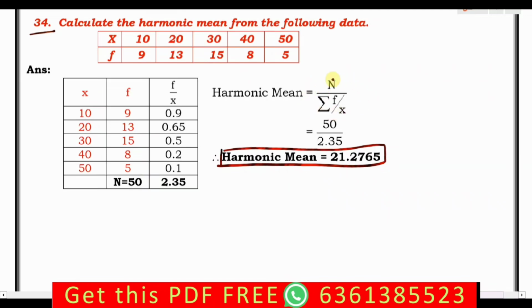Here the distribution of the 5 complete marks will preferably happen like this. For the harmonic mean formula that is written, 1 mark will be given. For the f by x calculation and the sum that we have calculated, 2 marks may be given. And for substitution of values and proper calculation of the harmonic mean, another 2 marks will be given.